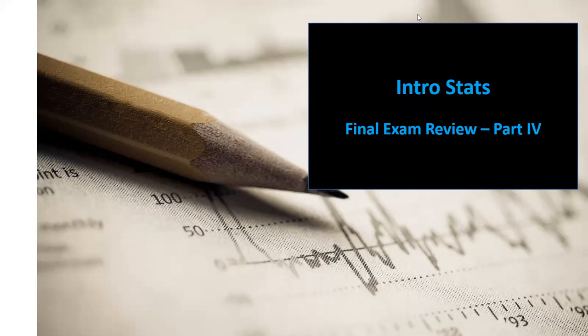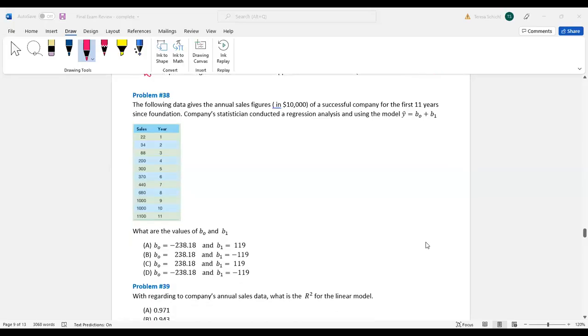Okay, let's go ahead and go to our final exam problems here. In problem number 38, they said the following data give the annual sales figures in 10,000 units of a successful company for the first 11 years since the foundation. The company's statistician conducts a regression analysis using the model y hat equals B0 plus B1.